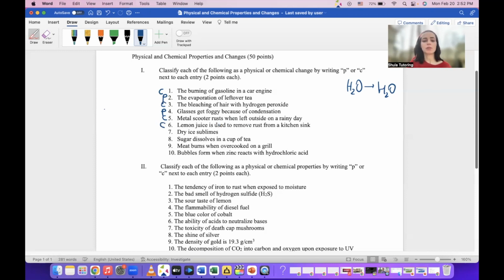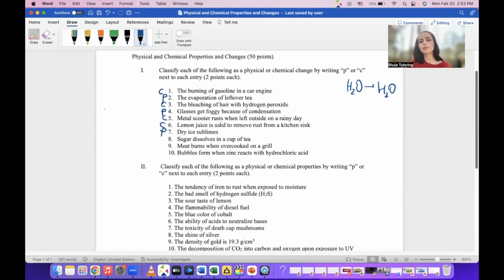Dry ice sublimed. Sublimation is a change of state. That's when we go from solid directly to gas state. We don't go through liquid state at all. It happens at certain temperature and pressure. So when dry ice sublimes, because it's a change of state, it's going to be a physical change. Sugar dissolves in a cup of tea.